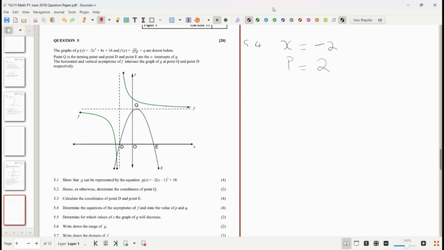So it's x plus 2 here. So p will equal to 2. And then our y value, remember I said y will equal to 18. And then our q value, this one won't change. It will be y, q will equal to 18, right? We have done with our asymptote, right?